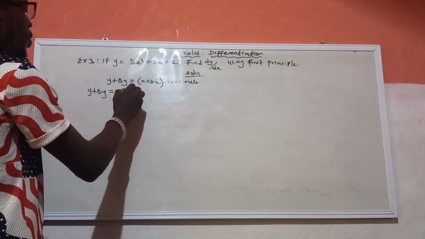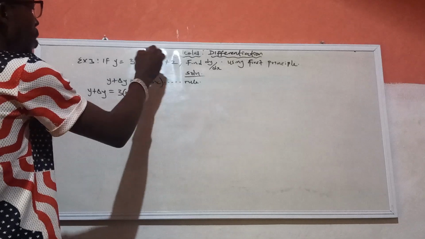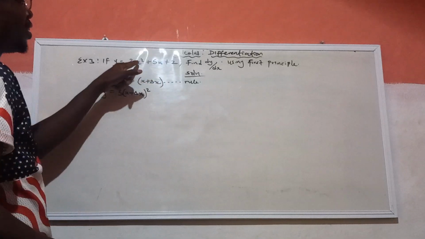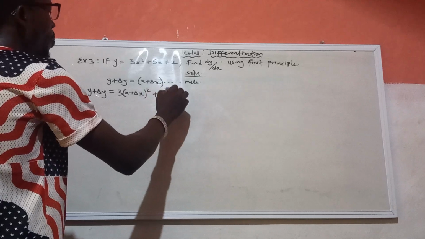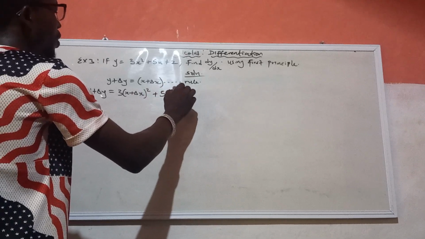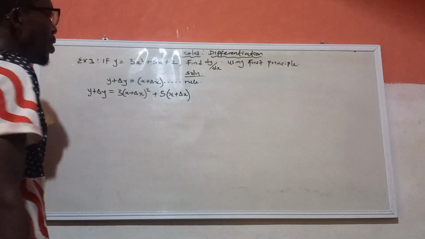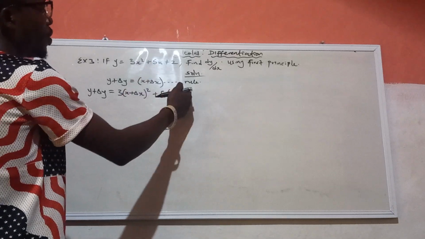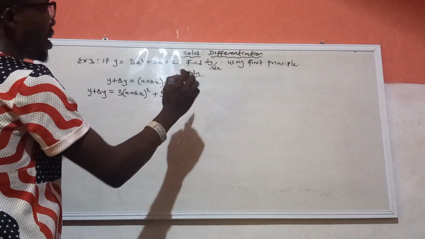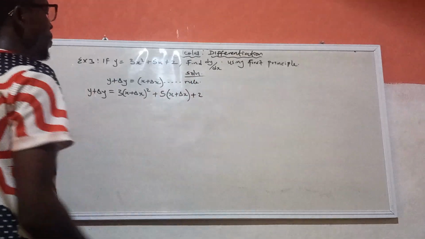His rule is x plus change in x raised to 2, because it's carrying squared. So plus 5 open bracket x plus change in x close bracket, because the 5 is also having x, so I will replace it with this. The 5 is not having squared, so I will leave it like that, plus 2.